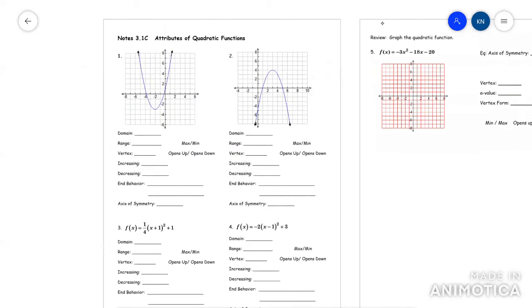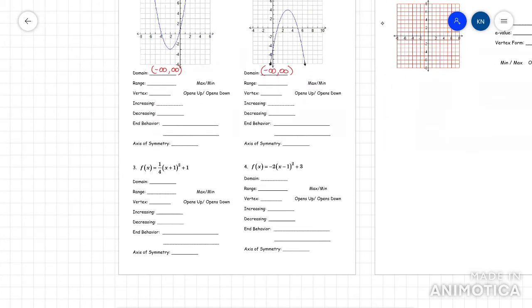Number one here. The domain is asking you how far left, how far right this graph goes. So quadratics are always going to go left forever and right forever, as long as they don't have a restricted domain. So that means the domain of all of these graphs is going to be all real numbers. So I'm going to go ahead and fill that in on all of these. Even the ones that open downward like this, they're going to go left forever, right forever. So that means their domain is all reals. And even if they just give you the equation and they don't give you a graph, the domain is all real numbers.